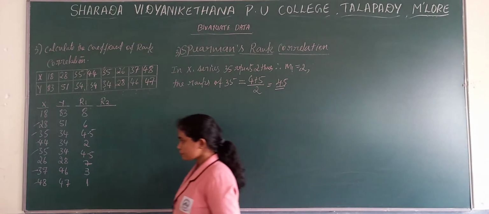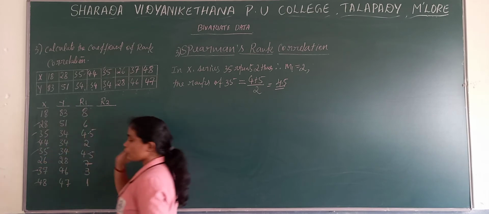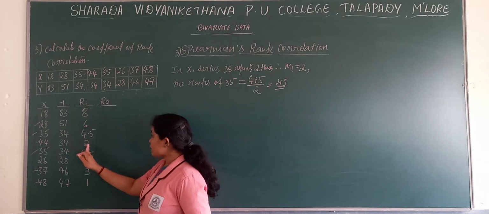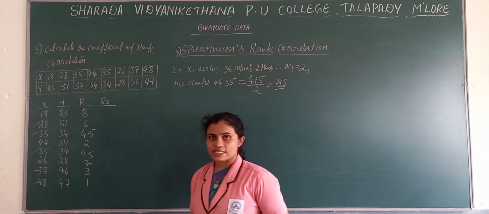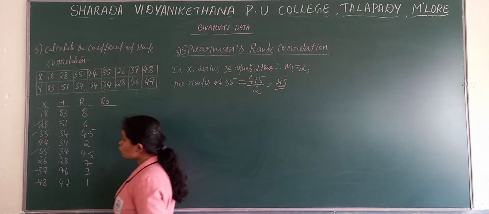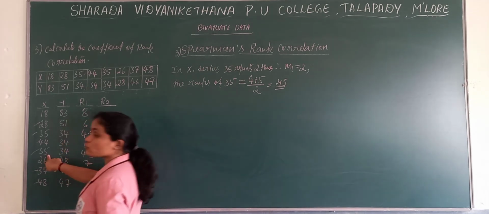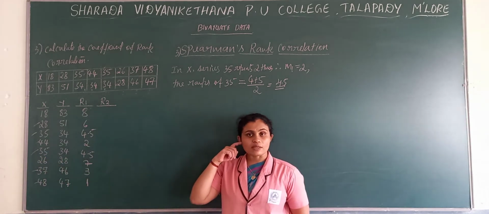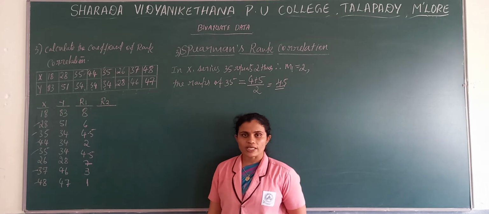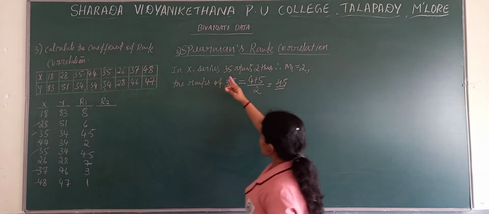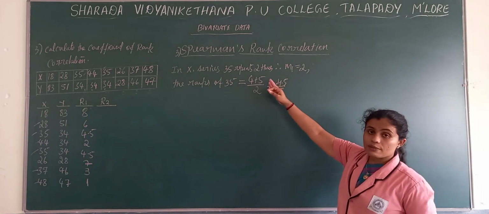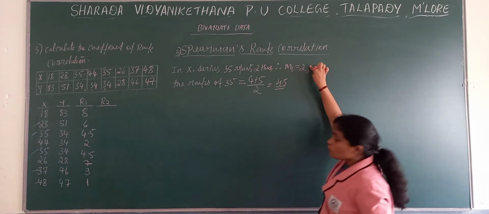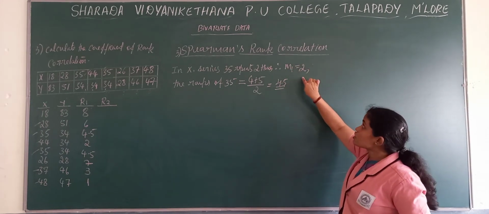Understand here, we are going according to the value. First rank we assign, second rank we assign, third rank we assign. When we are looking into the fourth rank, the next value we get is 35, in the fourth position. Fourth rank we need to assign, but 35 repeats twice. So in the X series, 35 repeats 2 times, therefore M1 is equal to 2. The first value repeats 2 times.